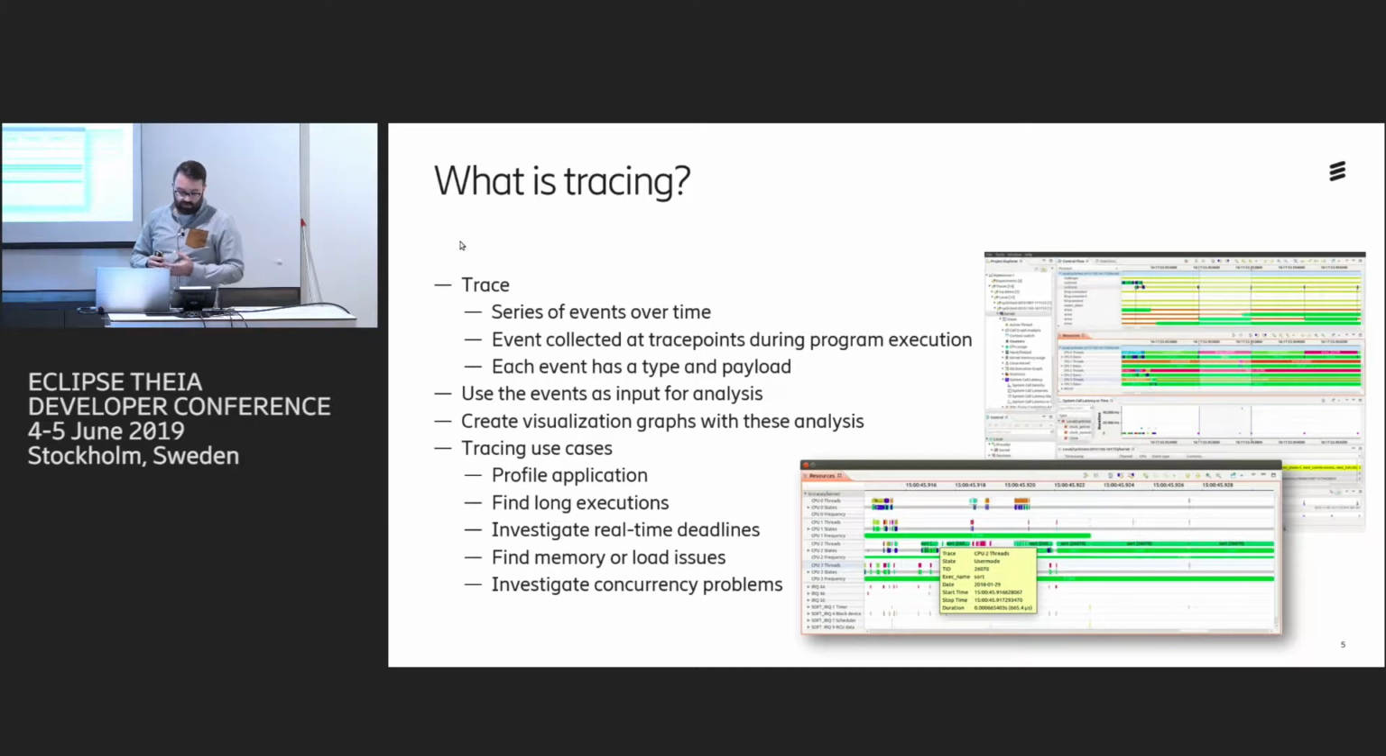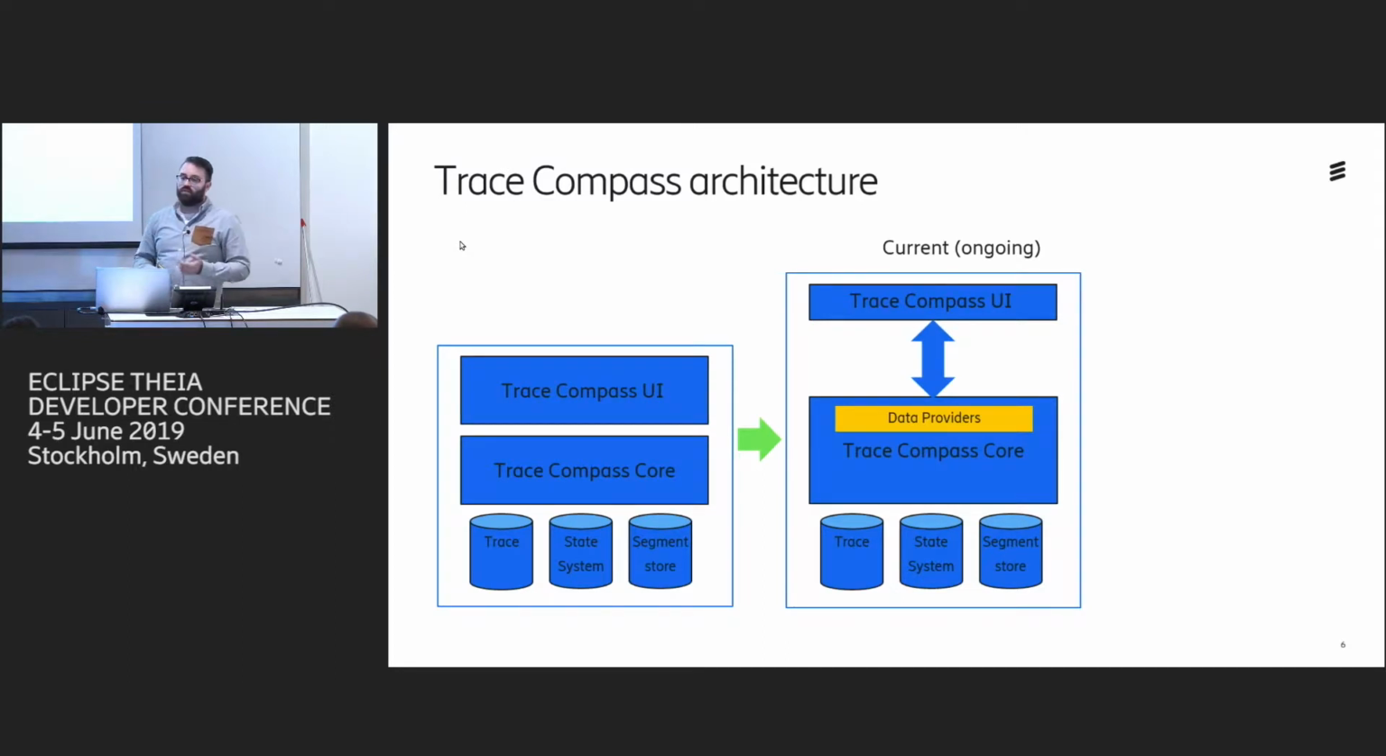So the tracing helps developers, troubleshooters, or system administrators to find and solve complex problems. So here are a few examples of what you can do with tracing. So you can profile your application, you can find long execution, investigate real-time deadlines, find memory or load issues, and also investigate concurrency problems.